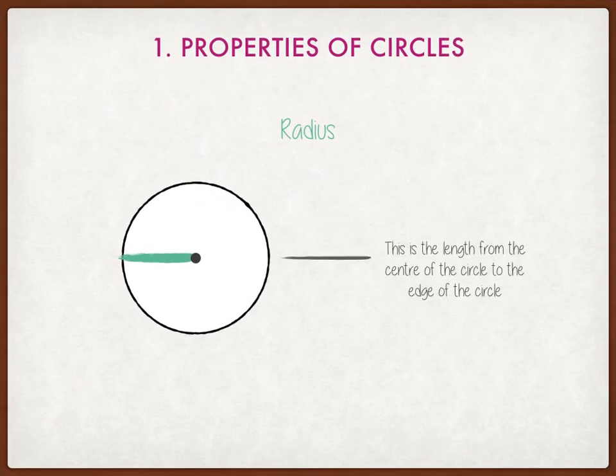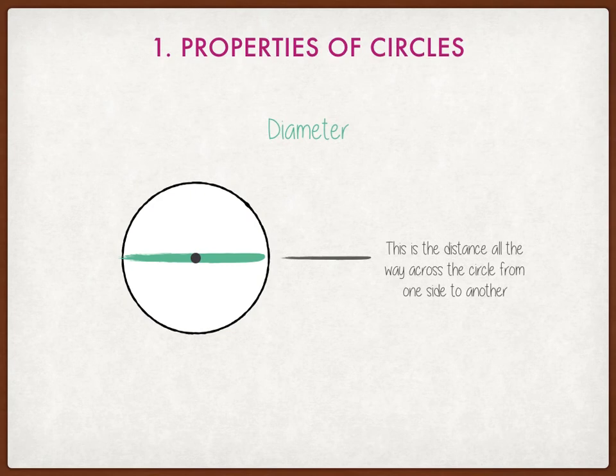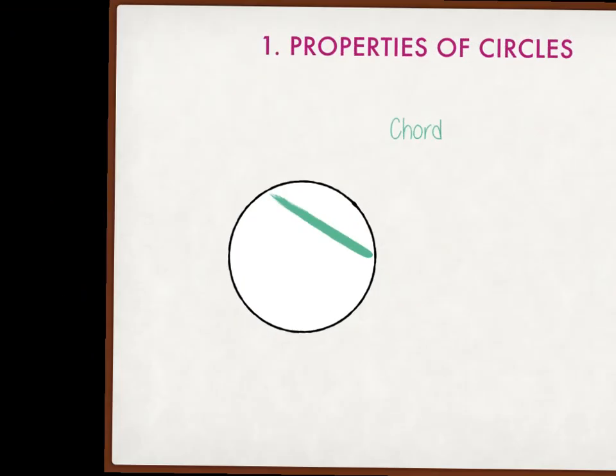The radius is the distance or the length from the centre of the circle to the circumference. Again, that could be anywhere, as long as it connects the centre to the circumference. The diameter is the distance all the way across from one side to the other, but it must pass through the centre of the circle. It's important to note for later on that the diameter is twice the length of the radius.